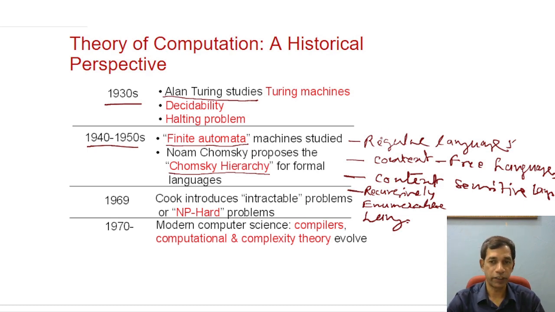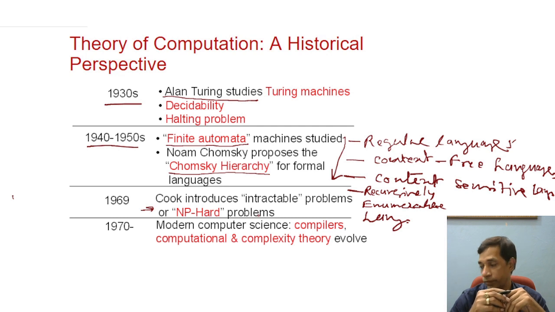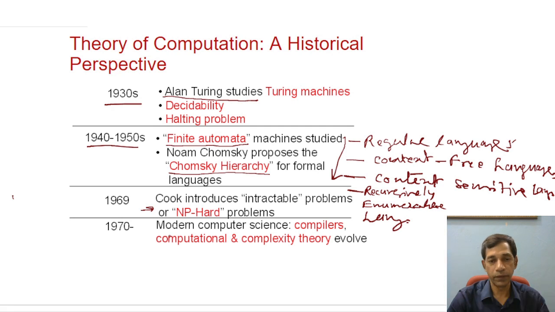For accepting the regular language, we have the basic model of computation. Once you go down the hierarchy, these languages, or rather their grammars, are much more expressive, and hence you need a powerful model of computation for accepting the recursively enumerable language, which is the Turing machine. In 1969, Cook introduced intractable problems, or NP-hard problems. NP-hard problems are really challenging, and finding efficient solutions for them became an active field of research. During the 1970s, modern computer science was born, and we have the concept of compilers and computational complexity theory evolved.